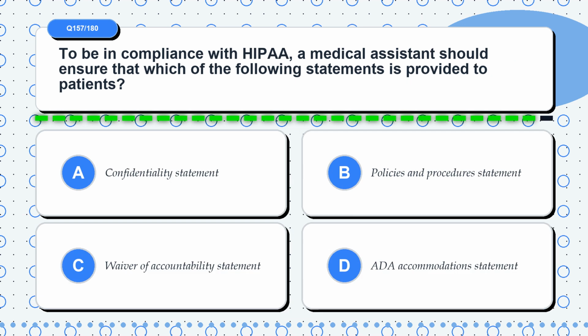Question 157. To be in compliance with HIPAA, a medical assistant should ensure that which of the following statements is provided to patients? Here are the options. Option A, Confidentiality statement. Option B, policies and procedures statement. Option C, waiver of accountability statement. Option D, reasonable accommodations statement.